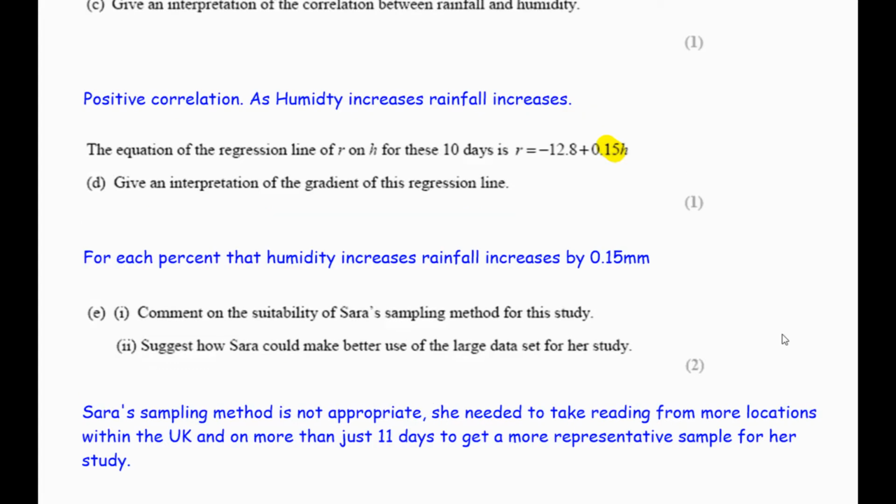On top of that, she could have actually tried to use all of the data if she'd used a computer system to help her with the analysis. So how could she have improved or made better use of the large data set: computer system, or just get more data? Be careful to be very specific about what you're recommending that she does. If you're going to be vague, you risk not getting what you deserve. A response like this that refers to more locations within the UK and more days is what you need to achieve all your marks.